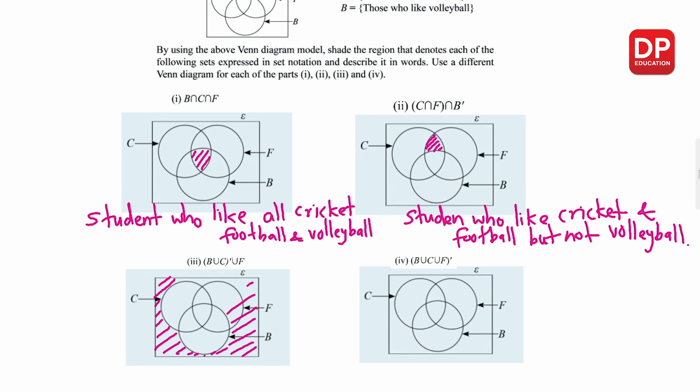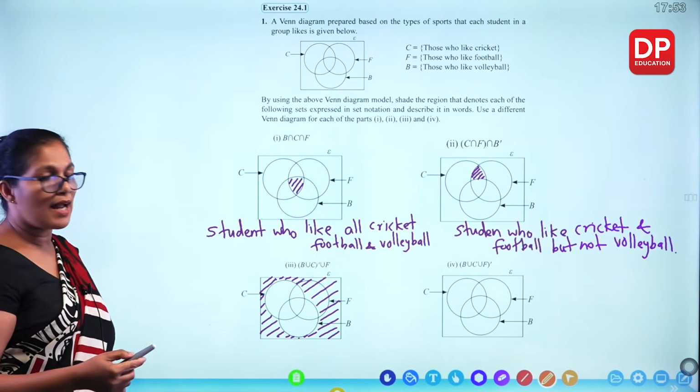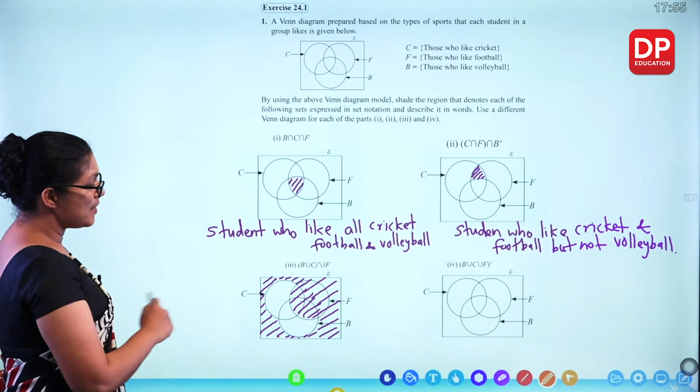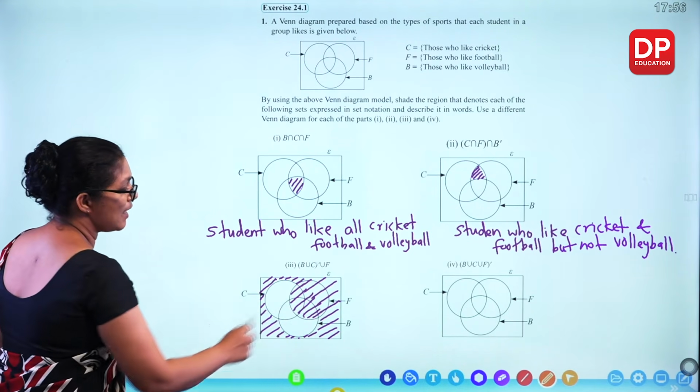First you color that one, and then think about the other region. Union with F. F means you have to color the F circle. So you have to color this part as well. So this is the region you are getting. Now how do we describe this region? We can say here F is fully colored.